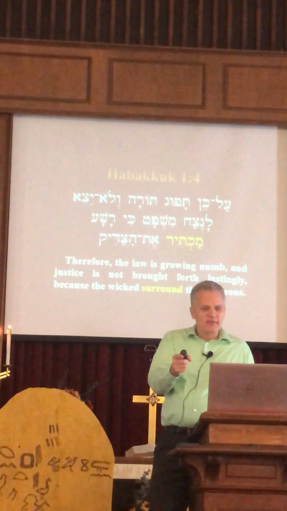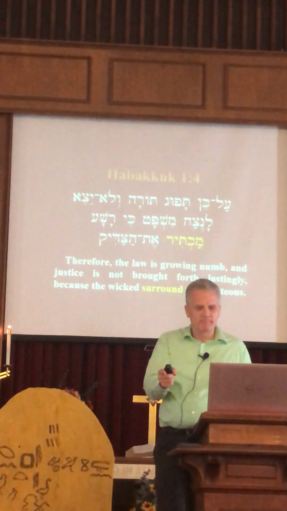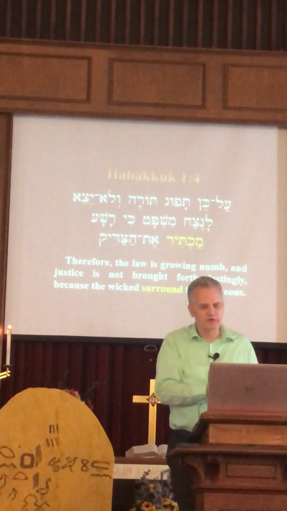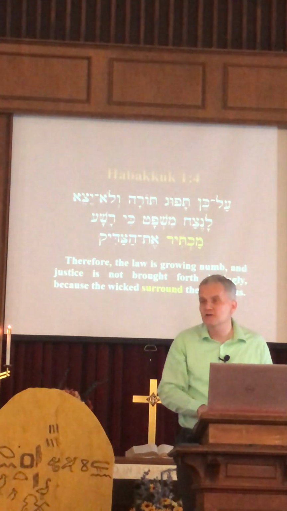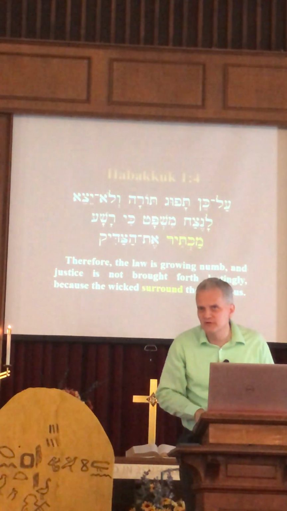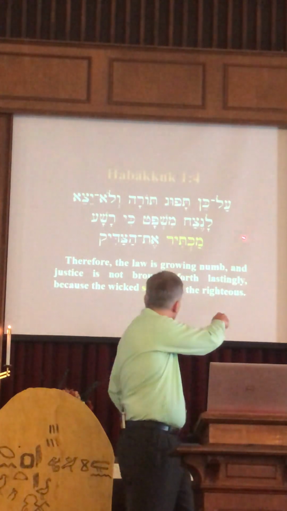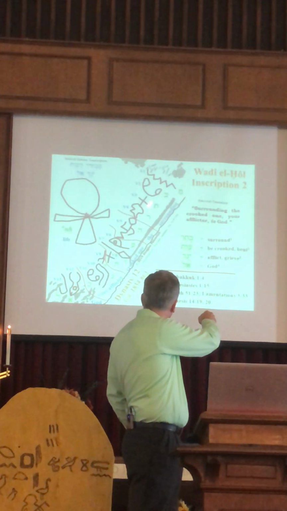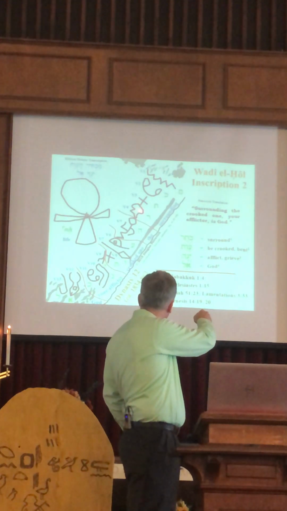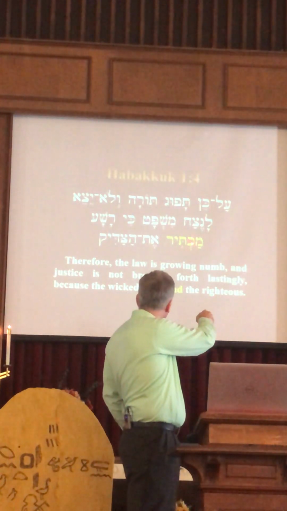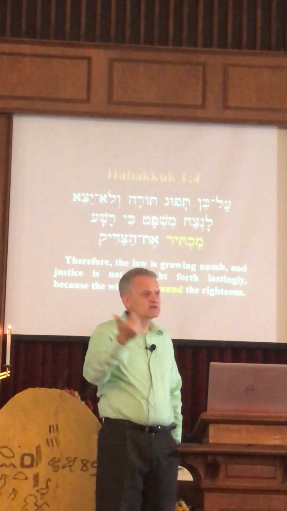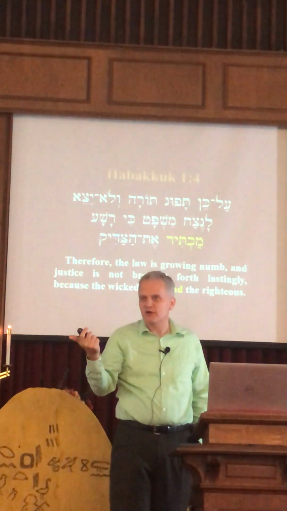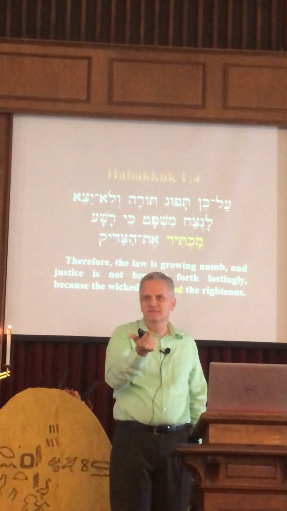And here's something similar. Habakkuk 1:4: "Therefore the law is growing numb, and justice is not brought forth lastingly, because the wicked surround the righteous." And guess what? You see that word there, maktir? Guess where that is? Maktir, M-k-t-r. And here it is, M-k-t-r. Same word. Exactly the same word. You see the connection?